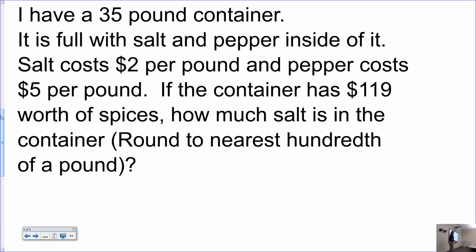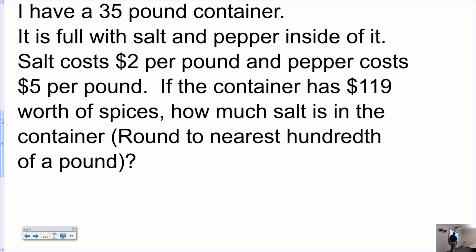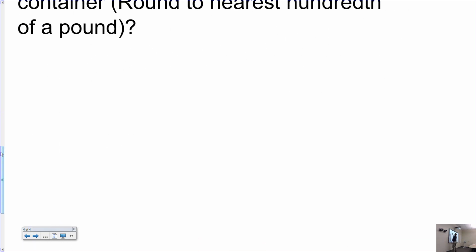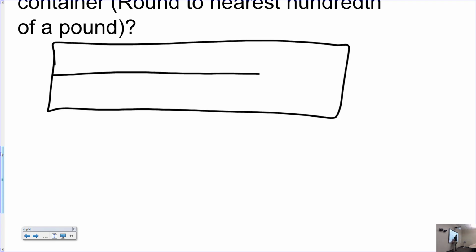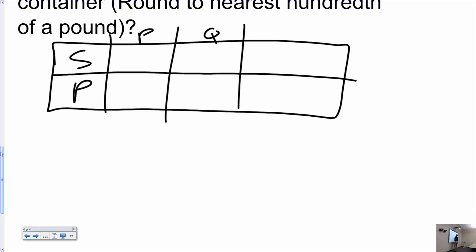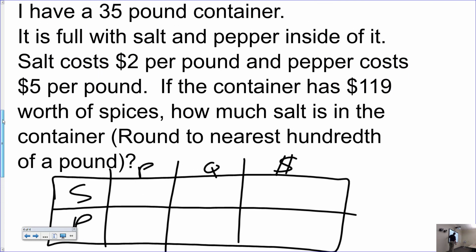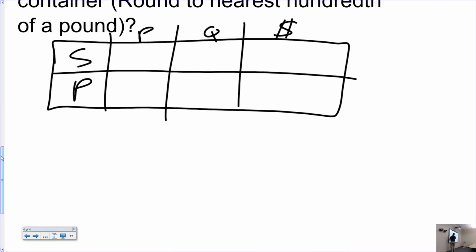Okay, let's just do what we're doing. So $5 for pepper, $2 for salt. Container's worth 119. All right, so what am I going to do to start? Salt and pepper. Price, quantity, dollars. How much were each of these? Salt was 2, pepper was 5.